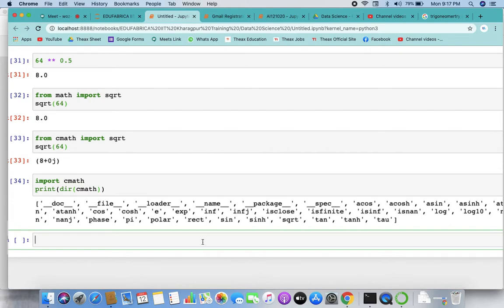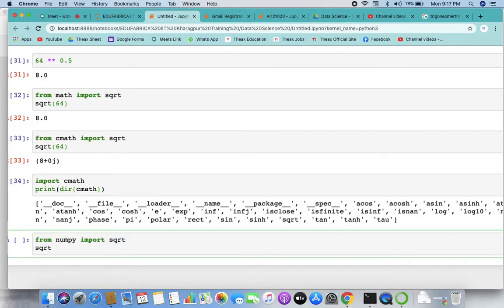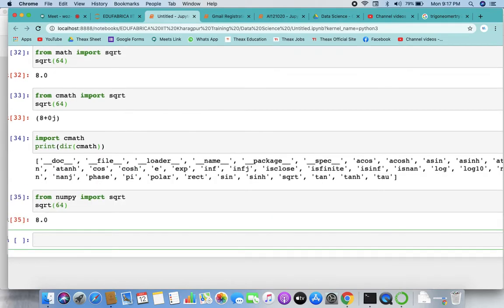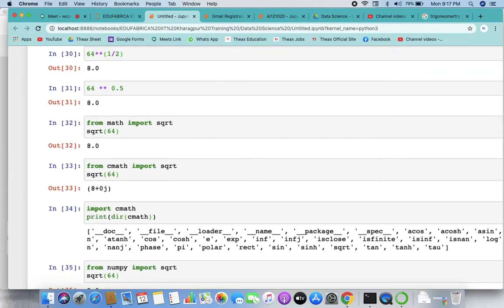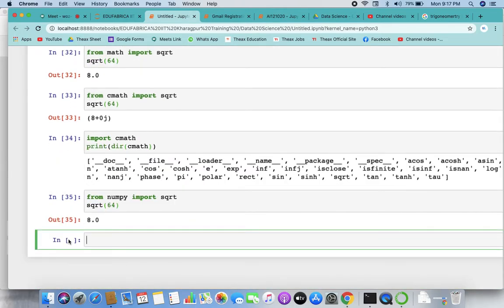So these are the possible ways. One is again from math, and there I can also write sqrt. We'll also learn this one. These are ways to find out the results. But these are perfect squares. 64 is a perfect square, and we are getting the results accordingly.